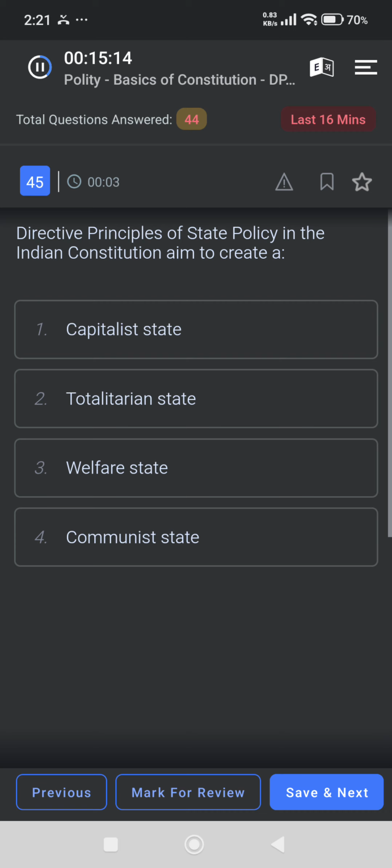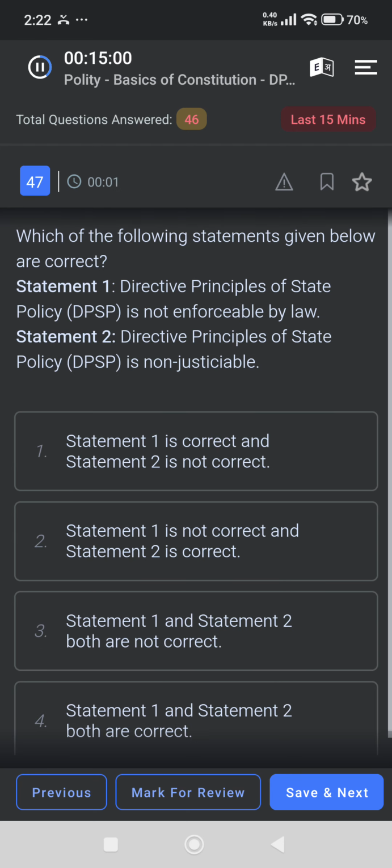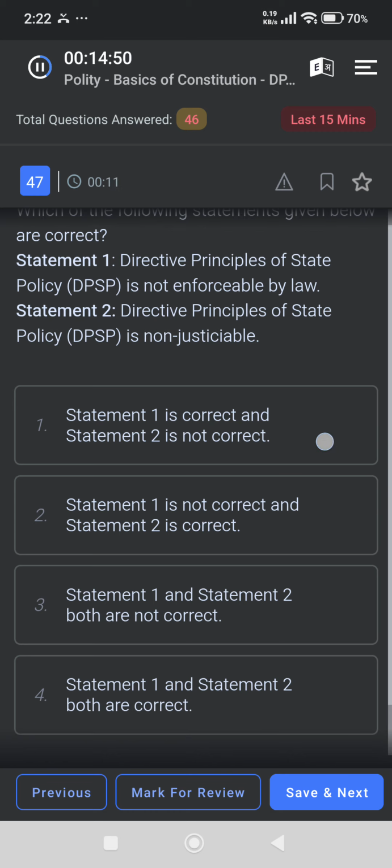DPSP in the Indian Constitution aim to create a welfare state. States strive to minimize the inequalities in income is mentioned under DPSP of the Indian Constitution. Which of the following statements given are correct? DPSP is not enforceable by law. DPSP is non-justiciable. I think both are correct.